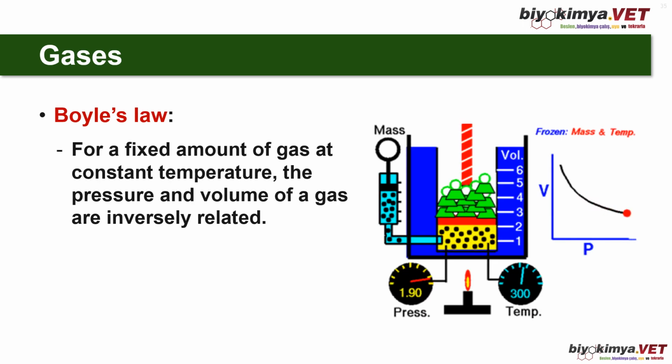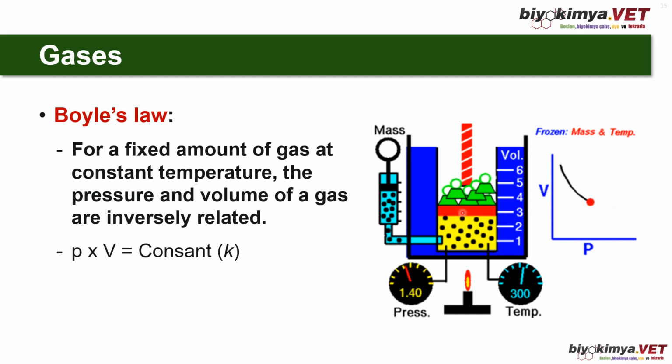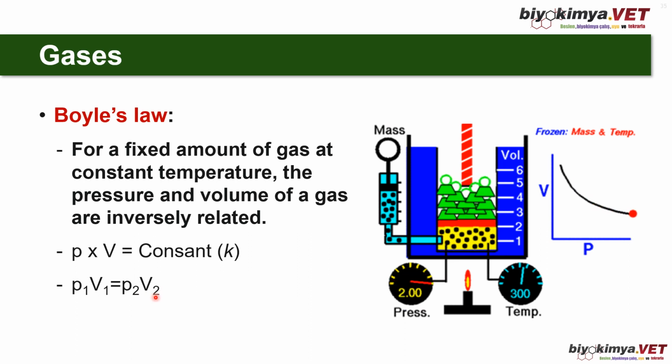Boyle's law: for a fixed amount of gas at constant temperature, the pressure and volume of a gas are inversely related. And here you see in the animation, when the pressure increases, the volume decreases. Also follow the pressure gauge here and the volume indicators. So as a result, pressure times volume always gives a constant number when we compare the initial phase, end phase, or any phase in the process. And this also provides us the equation P1V1 equals P2V2, where this represents the initial phase and this is the last phase.